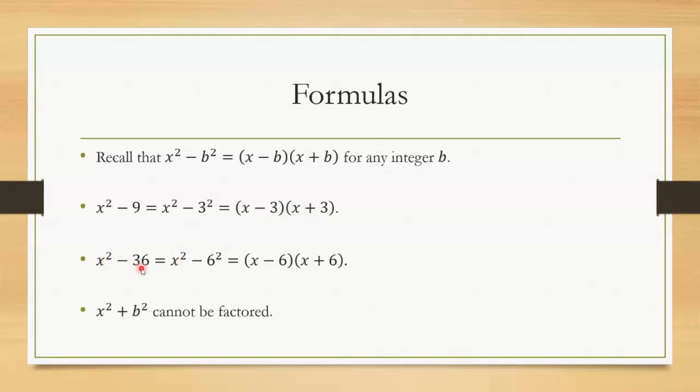Here, we have x squared minus 36. Is 36 in this form? Yeah, 36 is 6 squared. So we have x squared minus 6 squared, which is x minus 6 times x plus 6. Now, if instead of subtraction, if we had a sum, then this cannot be factored, mostly because we're not dealing with complex numbers. But this cannot be factored. So that's good. Okay.